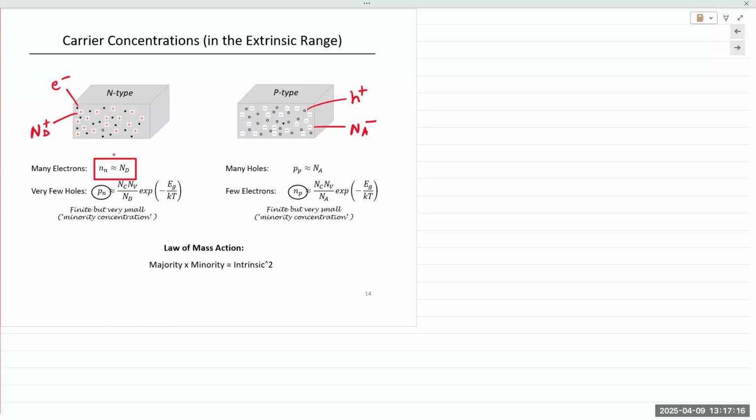Same thing happens on the P side. So on the P-type semiconductor, the total number of holes comprises the extrinsic plus the intrinsically generated holes. But because the dopant impurity is large in number compared to the intrinsic number of holes, we can say that the total number of holes is approximately equal to the number of acceptor atoms.